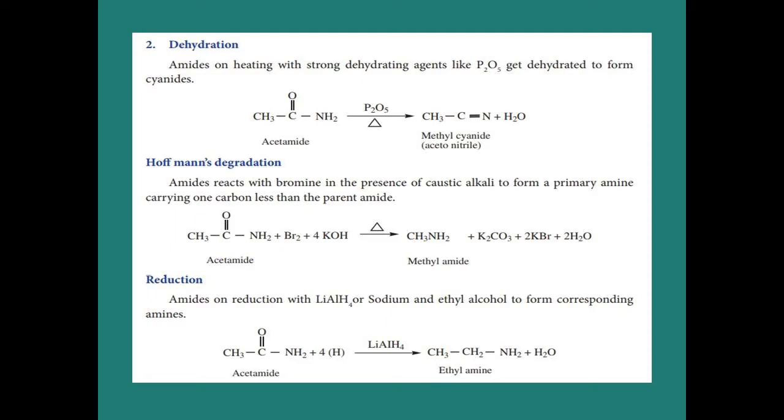Dehydration of acetamide. Dehydration means what? Removal of water. Water is removed with the help of a dehydrating agent like P2O5. See the reaction, acetamide. The acetamide formula is CH3CONH2. Here the H2 is removed from the NH2 part and O is removed from the carbon. The remaining thing we have is CH3CN. The name of that compound is methyl cyanide.